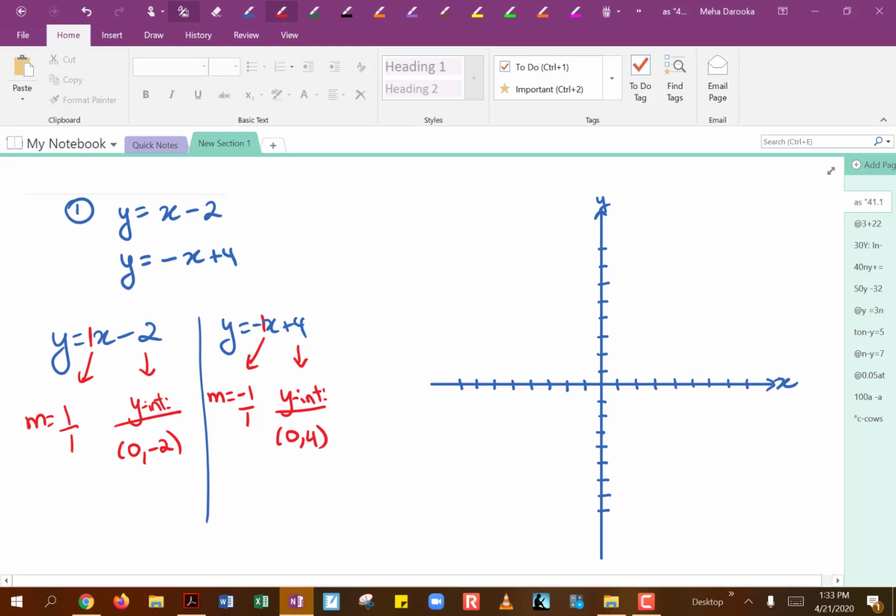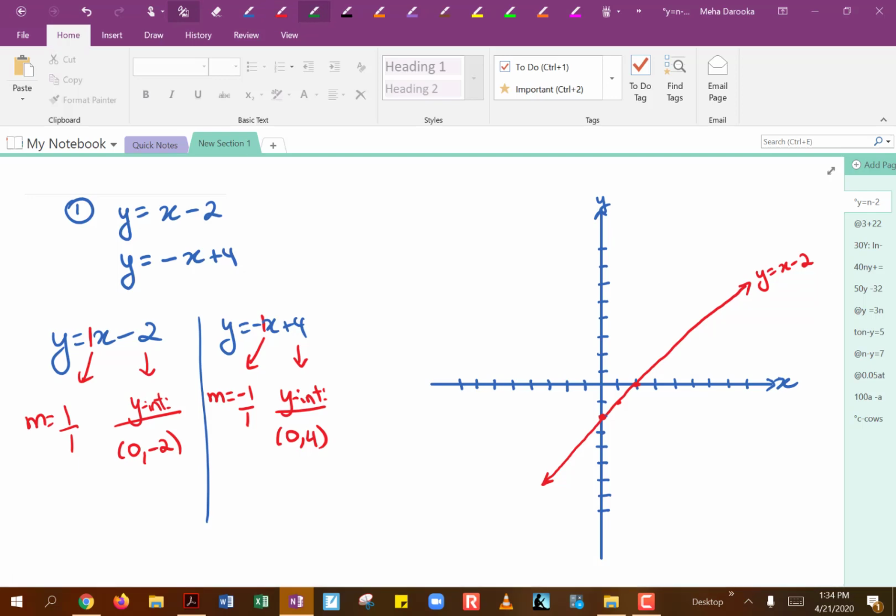Let's start with the first one, y equals x minus 2. We start at negative 2, and then with the slope of positive 1, we go up 1, right 1, up 1, right 1. Let's see if we can get a nice straight line through these points. And this will be for the line y equals x minus 2.